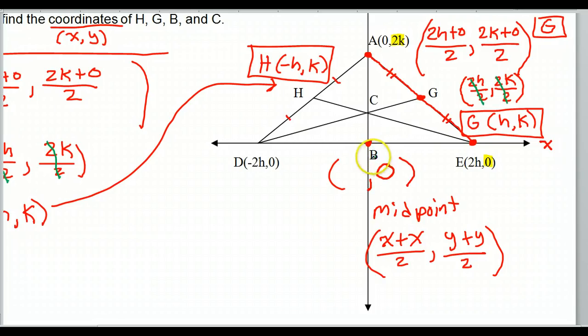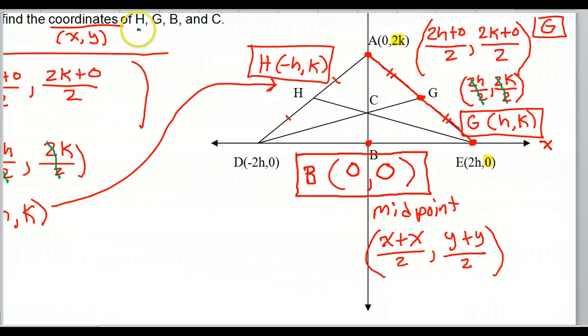Okay? Now, what about the x value? That's also 0. Look, it's the origin. Point B is where the x-axis and the y-axis meet. So this is 0, 0. It's the origin, plain and simple. So you don't have to actually do any midpoint formula or anything like that. The x-axis and the y-axis meet at the origin. It's 0, 0. So we found H and G and B.